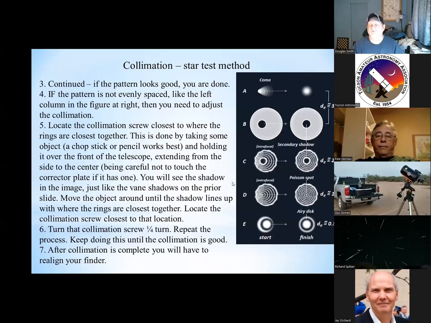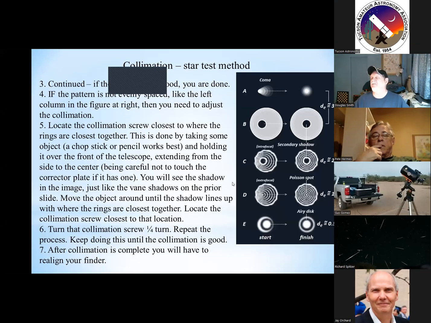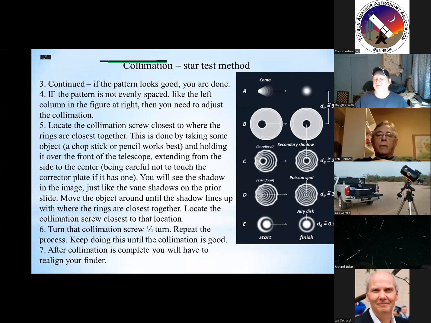Back to shiny screen. Okay, so I'm going to find whichever one of the collimation screws lines up with that area in here. And that's the first screw I want to touch. Once I've located that screw, I'm just going to turn it a quarter of a turn, just a little bit. And then you just repeat this whole process. You recenter the star, check the collimation again, and keep doing this until you get pretty evenly spaced rings all the way around. And then you're done. You're collimated.